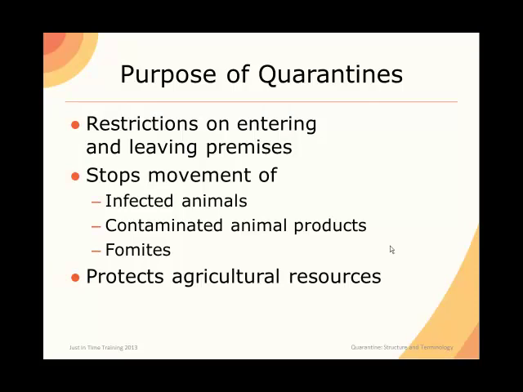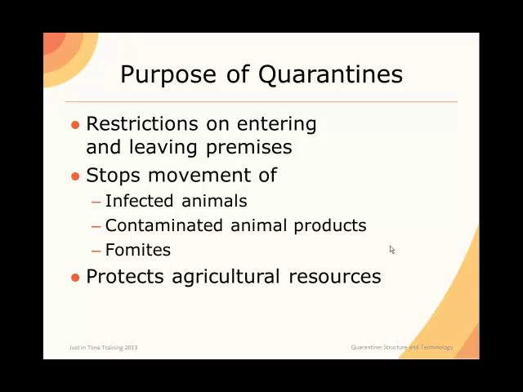A quarantine is the act of imposing restrictions on entering and leaving a premises, area, or region where disease is suspected or has been discovered. In the case of a foreign animal disease outbreak, a quarantine stops the movement of infected animals, contaminated animal products, and fomites, such as vehicles or equipment, between premises of different infection statuses.